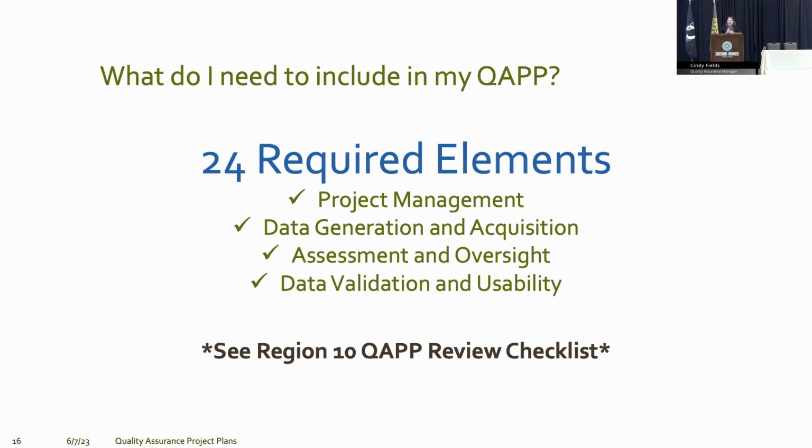What do you need to include in your QAPP? Basically, there are 24 required elements that are divided into 4 major subgroups. So project management defines the roles and responsibilities, the background of your project, your task description. Data generation and acquisition is how do you know what and how you're going to get to the answer that you're looking for in the end. Assessment and oversight: are you going to use a criteria or an action level to compare your data against? You can document that in your QAPP. And then data validation and usability is basically what level of QA review is your data going to need? How are you going to evaluate that data?